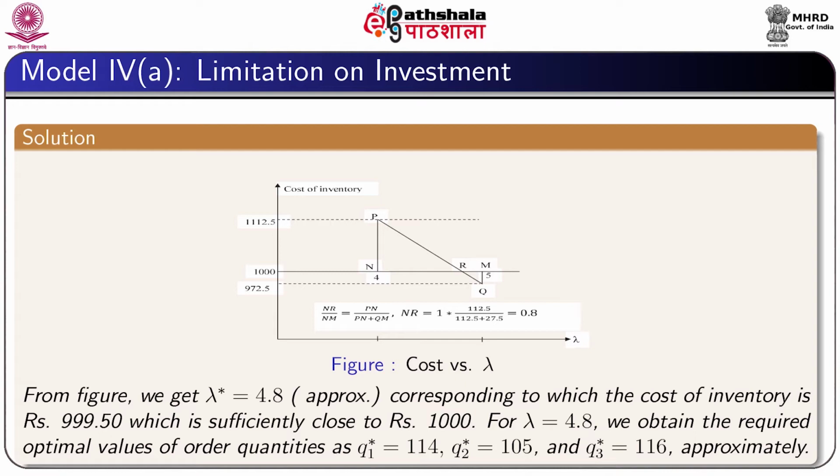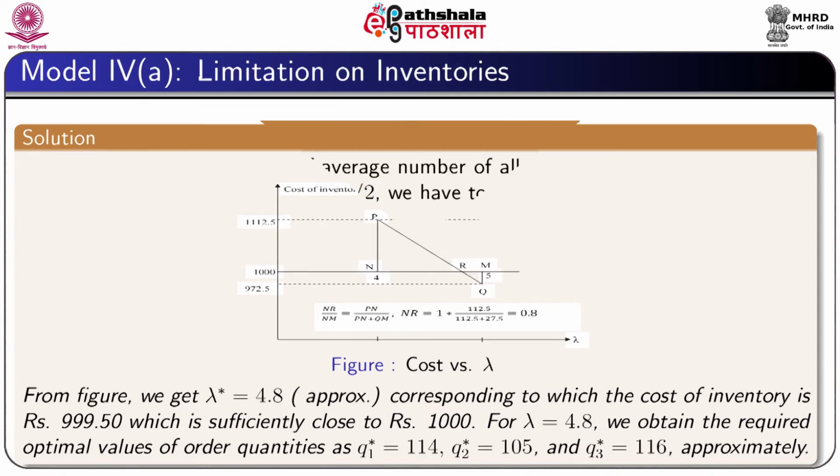When lambda equal to 4.8, we obtain the required optimal values of the order quantities as Q1 star equal to 114, Q2 star equal to 105 and Q3 star equal to 116 approximately.